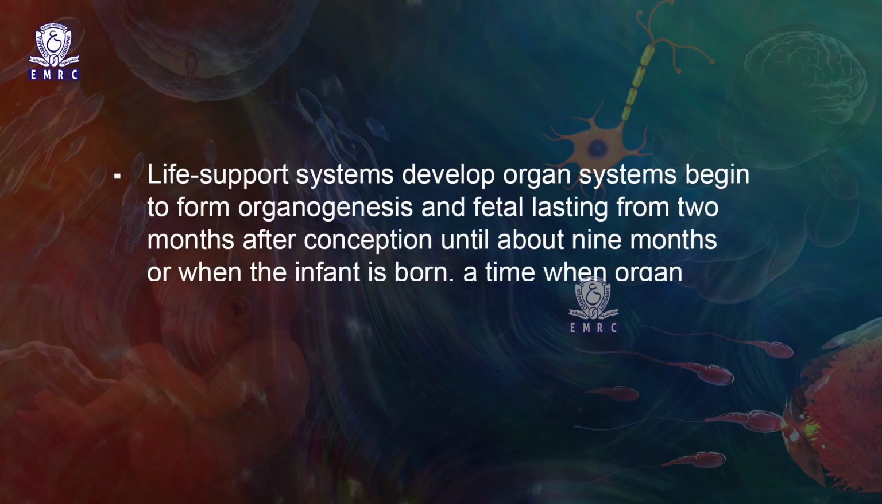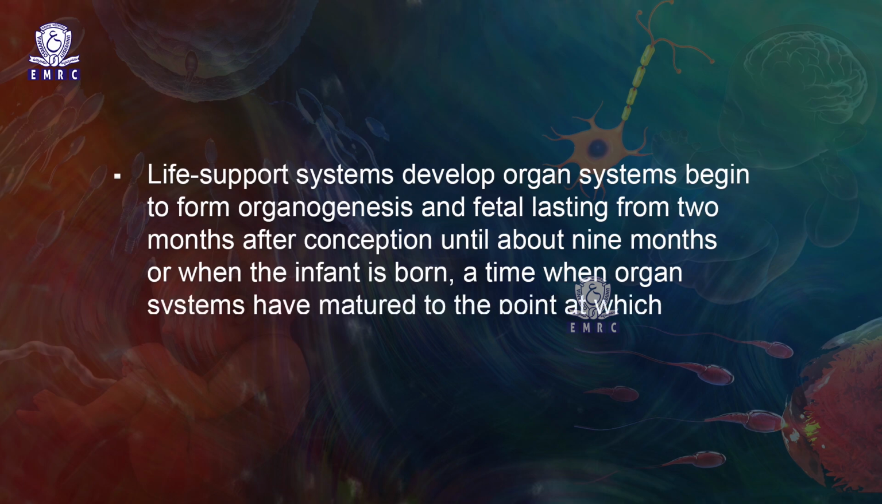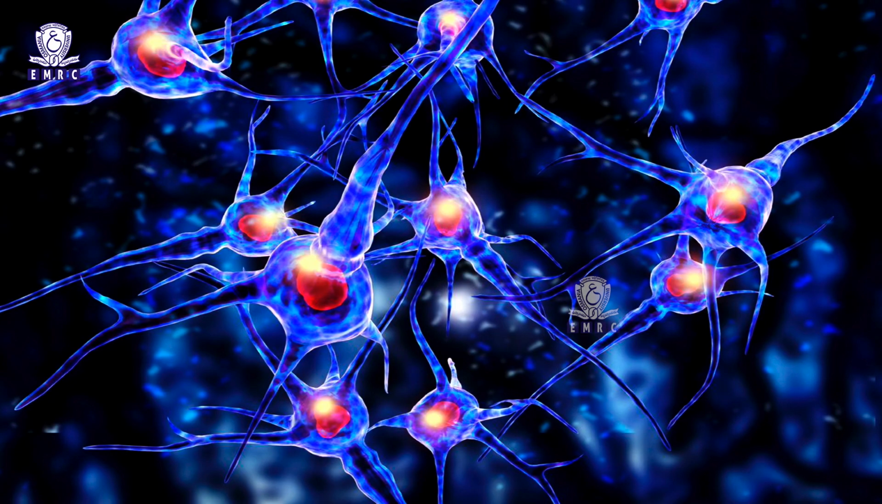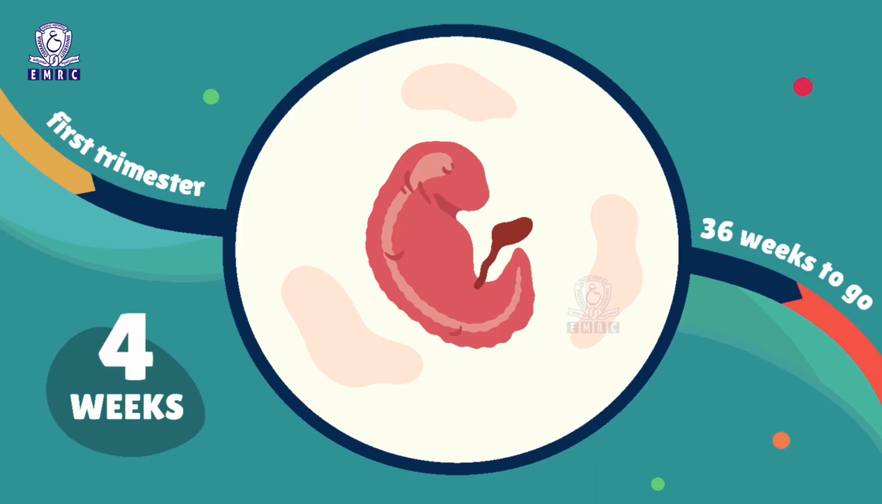And fetal, lasting from 2 months after conception until about 9 months or when the infant is born, a time when organ systems have matured to the point at which life can be sustained outside the womb. By the time babies are born, they have approximately 100 billion neurons or nerve cells. The nervous system begins with formation of a neural tube at 18 to 24 days after conception.